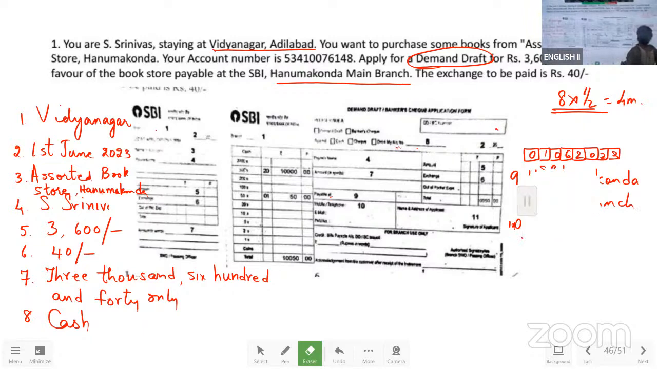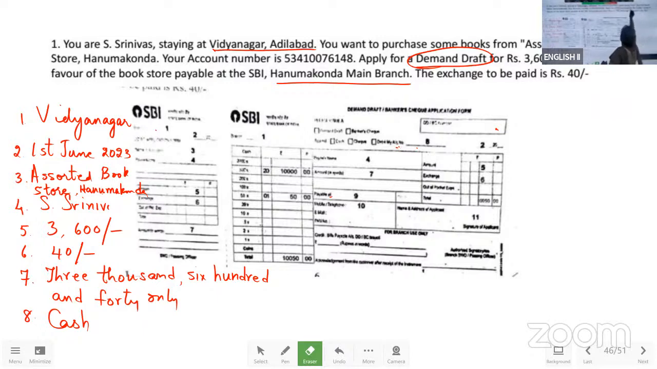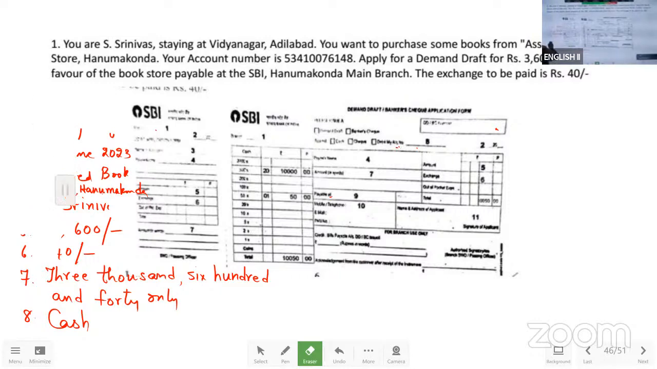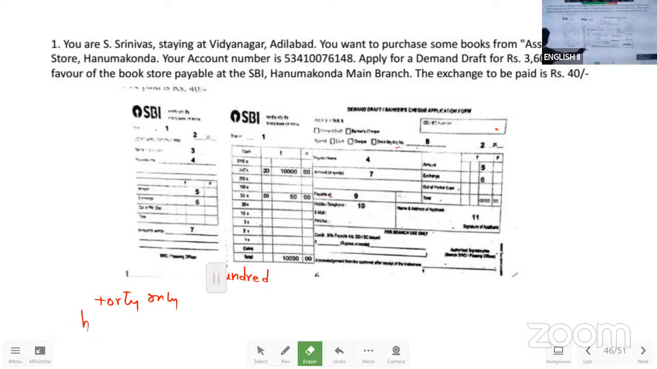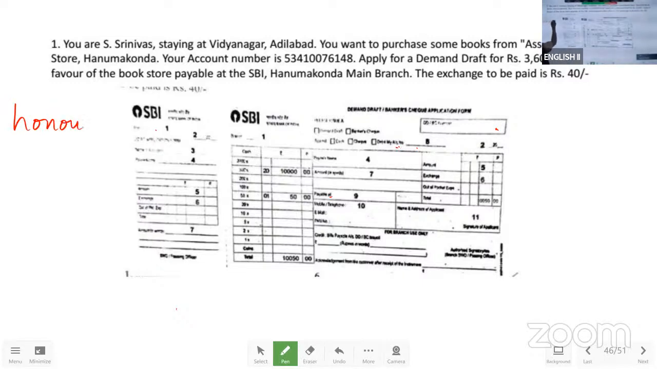Have you ever heard the word bounce check, children? Like you are sending to the assorted book shop. You can also send a check, isn't it? Why did you take a demand draft? There is a reason behind it. Sometimes checks are not honored. The word honored should be remembered. Sometimes checks are not honored.